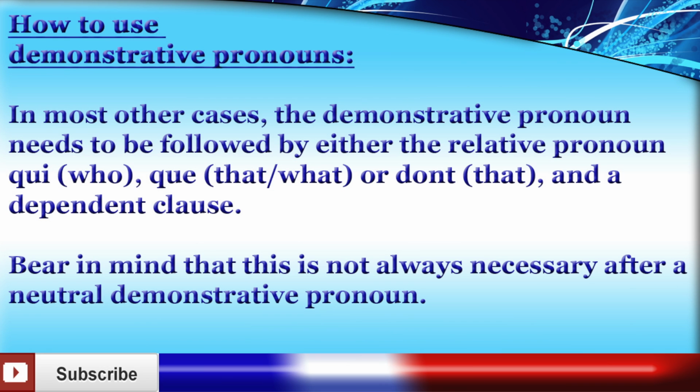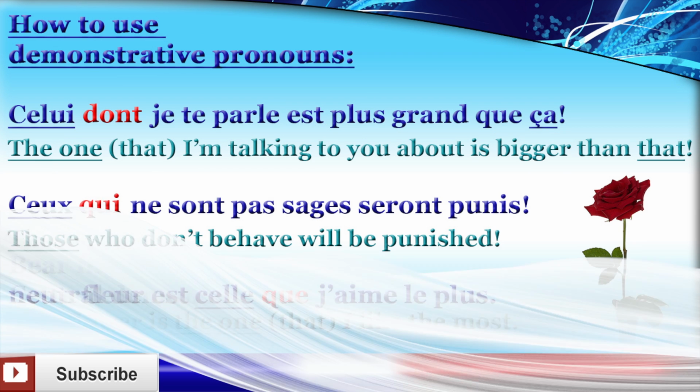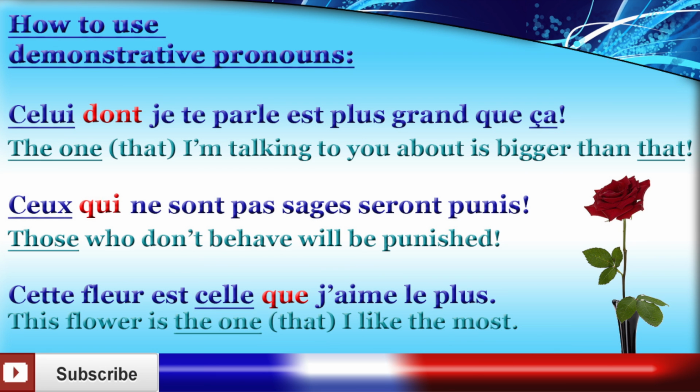In most other cases, the demonstrative pronoun needs to be followed by either the relative pronoun qui, meaning who, que, meaning that or what, or dont, meaning that, which then needs to be followed by a dependent clause. But please bear in mind that this is not always necessary after a neutral demonstrative pronoun. For example, celui dont je te parle est plus grand que ça. The one I'm talking to you about is bigger than that.